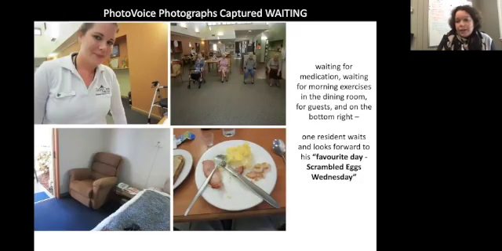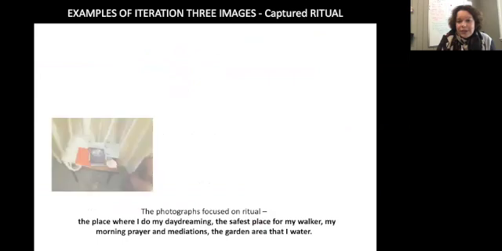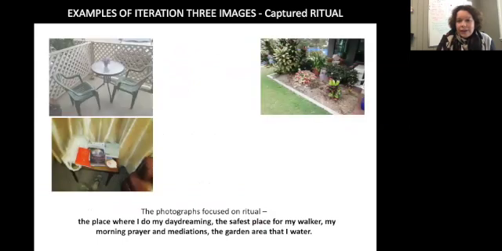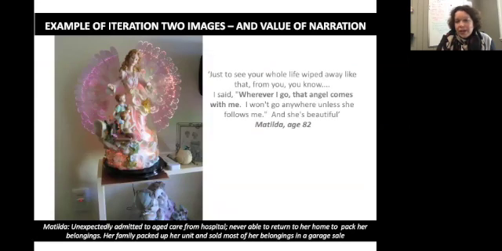Bottom right is Patrick's favorite day of the week, Scrambled Eggs Wednesday. You can see the photograph's a little bit blurry. It represents his ability to take photographs. So it really captures that daily life, the ritual and the experience of aged care.